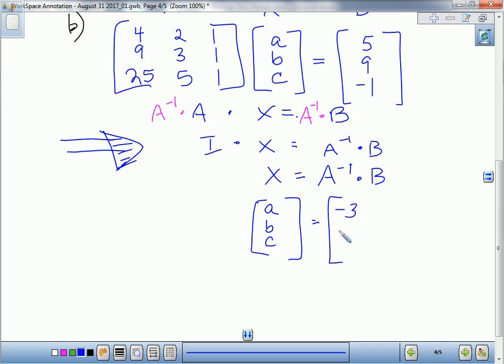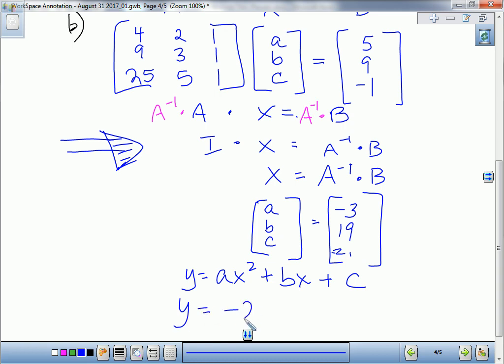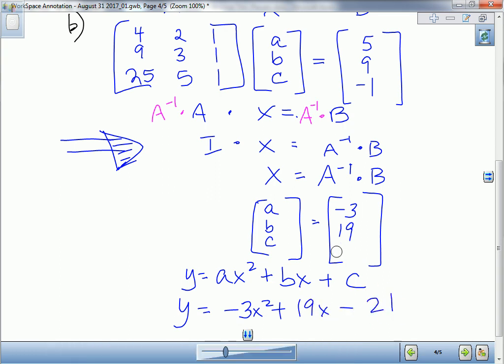You are correct. -3, 19, and -21. Now, the reason this is helpful, guys, is because these are our values A, B, and C that are part of the general form, or the standard form, for a quadratic. We know it's -3x squared plus 19x minus 21.